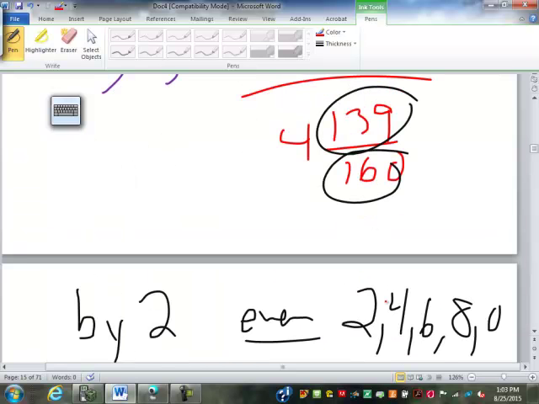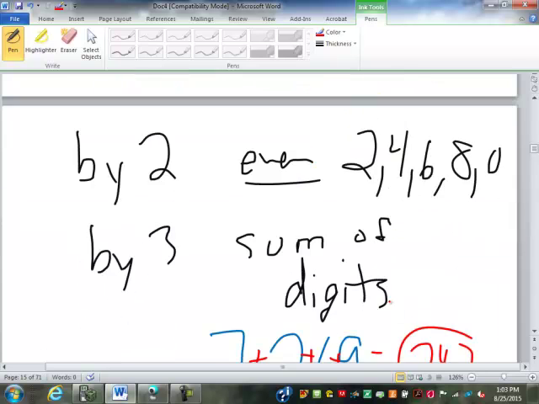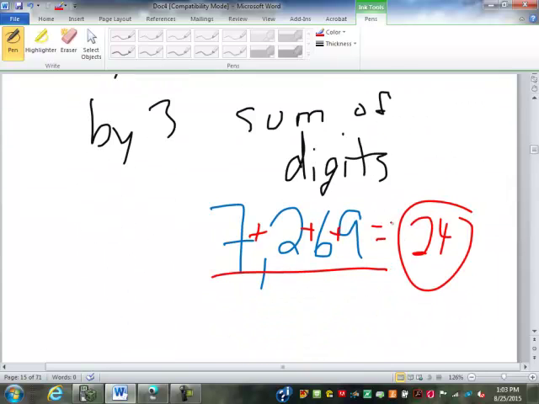So up here, 160, that's 7. That's not divisible by 3. 139, that adds up to 13. That's not divisible by 3 either. So neither one of those is divisible by 3. 4 doesn't really matter because you just divide by 2.